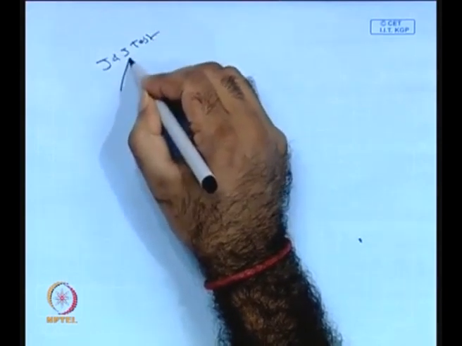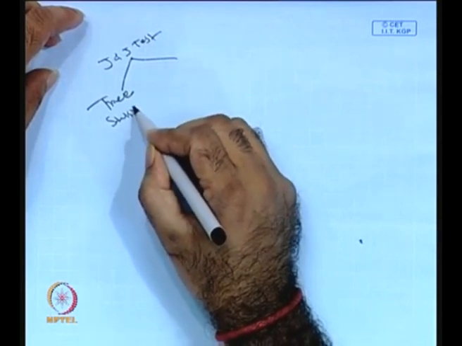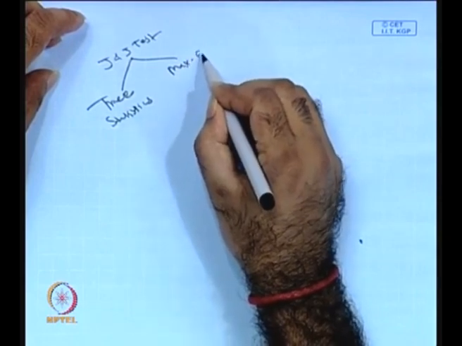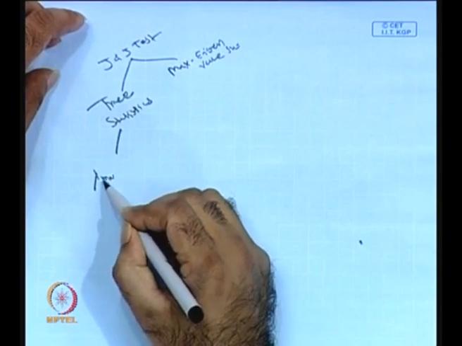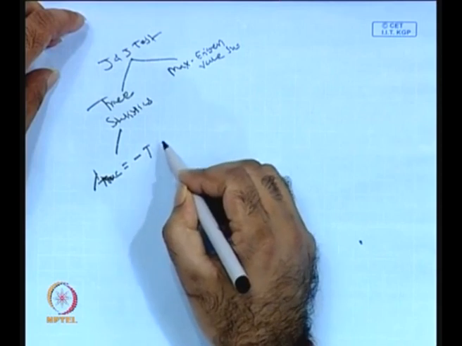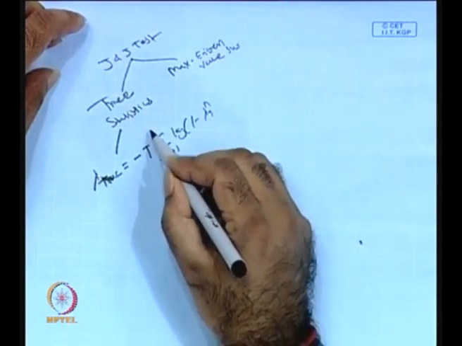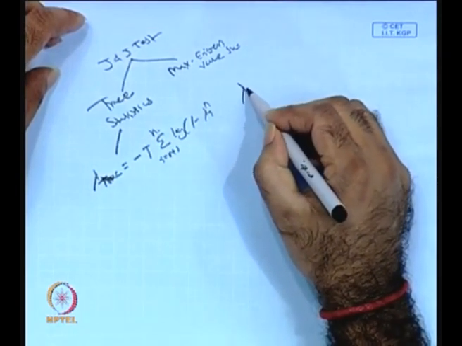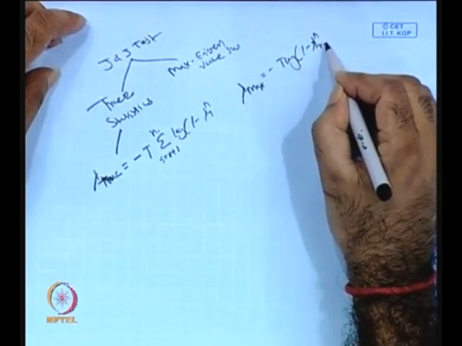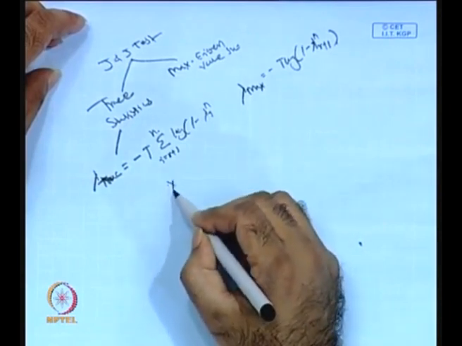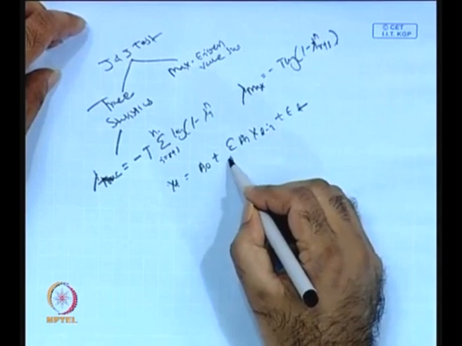Another advanced test is called the Johansen and Juselius test, the JJ test. Basically, this test deals with two statistics. One is called the trace statistic, and another is the maximum eigenvalue statistic. The trace statistic is denoted as lambda trace, which is equal to minus T summation log of 1 minus lambda i hat, i equal to r plus 1 to n. Similarly, the maximum eigenvalue is written as lambda max equal to minus T log of 1 minus lambda hat r plus 1, which is followed by the equation x t equal to a 0 plus summation a i x t minus i plus epsilon t, i equal to 1 to n.